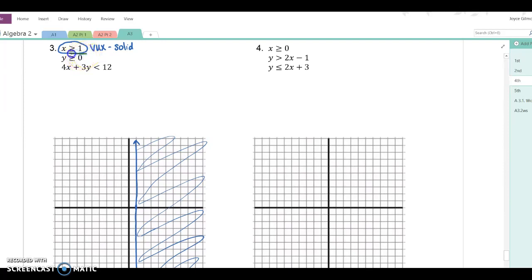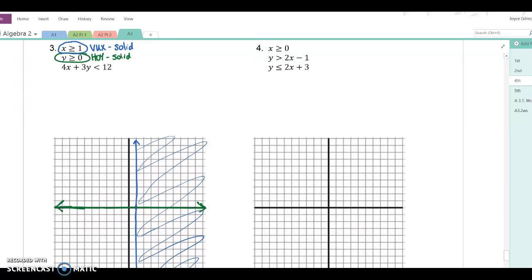Our next inequality is the most commonly misgraphed inequality I have ever seen. Y is greater than or equal to 0. First of all, this is a horizontal line. It's a horizontal line at 0. Solid or dashed? Okay. Basically, we are retracing the x-axis. The x-axis is the line y equals 0.